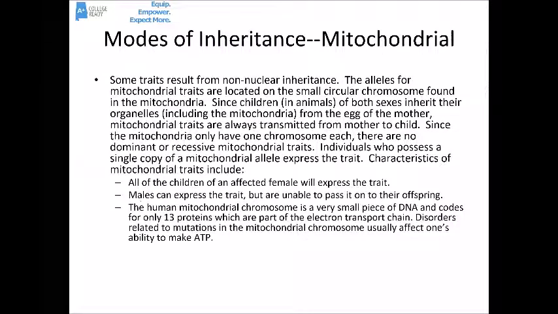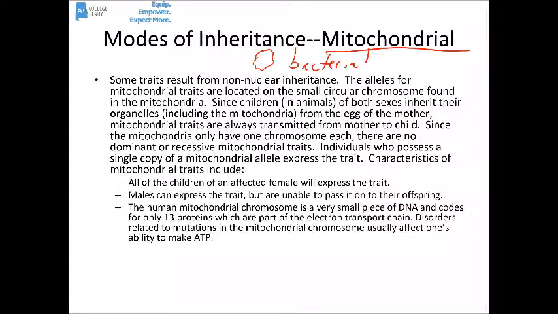The last one we want to mention is mitochondrial inheritance. So remember, there is a little circular piece of DNA. It looks very much like bacterial DNA in the mitochondria. And that piece of DNA is essentially a small circular chromosome, and it has some important genes on it. Well, it turns out that children inherit their organelles from their mother. So your mitochondrial DNA comes from your mother. So whatever genes are on your mother's mitochondrial DNA, you end up getting that.